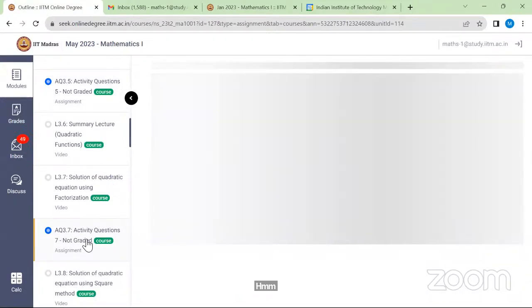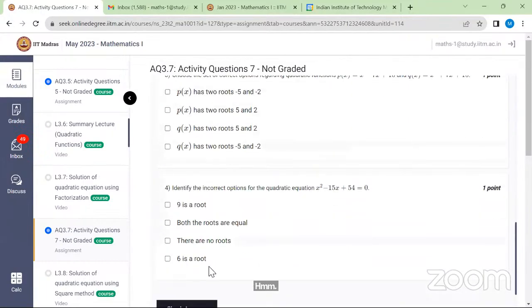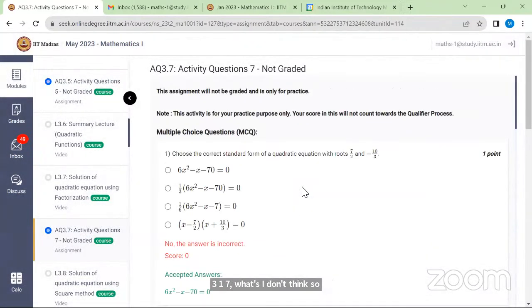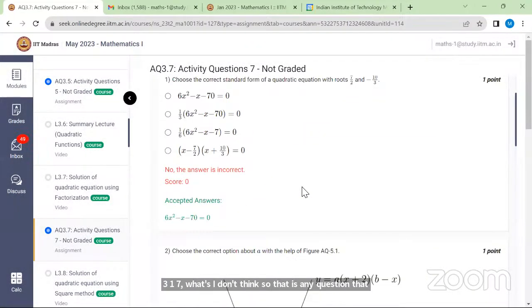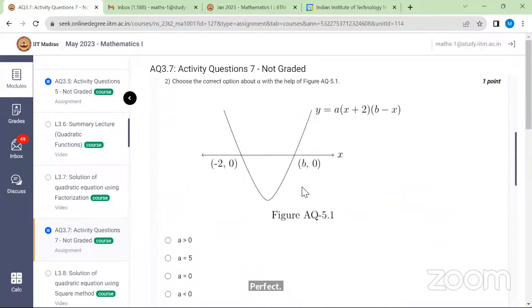3.6 doesn't have any question, so let's move to 3.7. I don't think there is any question in 3.7 that should be a doubt for you. Sir, second one, sir. Okay, so the first one is simple. Let's move to the second one.